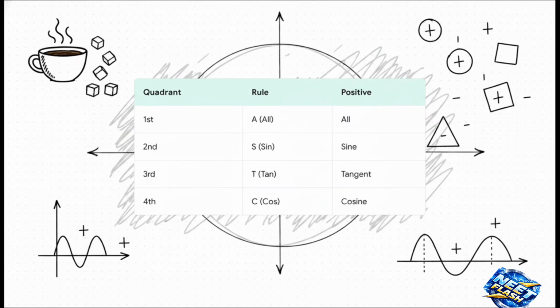In the first quadrant, A stands for all, meaning all trigonometric functions are positive. In the second quadrant, S tells us only sine is positive. In the third, T means tangent is positive. And in the fourth quadrant, C means only cosine is positive. Commit this to memory and you'll literally never miss a sign convention again.